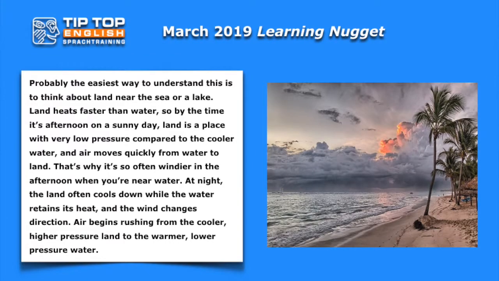Probably the easiest way to understand this is to think about land near the sea or a lake. Land heats faster than water, so by the time it's afternoon on a sunny day, land is a place with very low pressure compared to the cooler water, and air moves quickly from water to land. That's why it's so often windier in the afternoon when you're near water. At night, the land often cools down while the water retains its heat, and the wind changes direction. Air begins rushing from the cooler, higher pressure land to the warmer, lower pressure water.